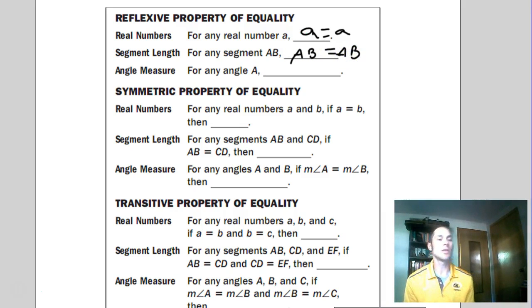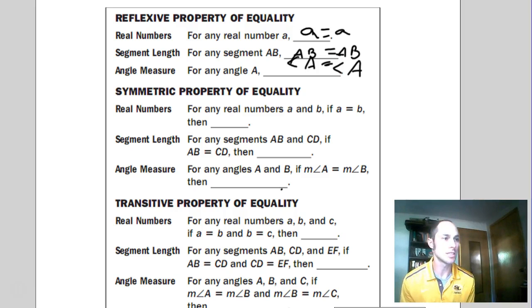Okay, so we use that when we're just trying to show that a segment might be part of two different segments. We can show that that little portion is the same. And for any angle measure, angle A, we say that angle A is equal to angle A. Seems kind of odd that we'd have to say that, but it's a way that we can show that if something is part of two different segments or two different angles, that part's the same.